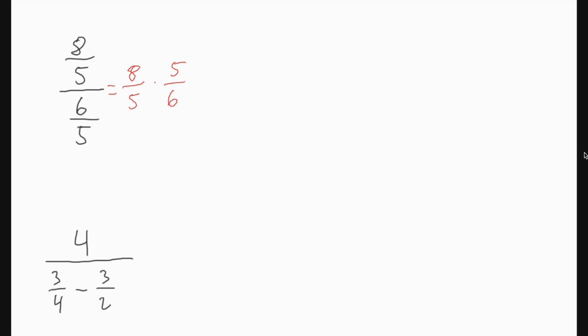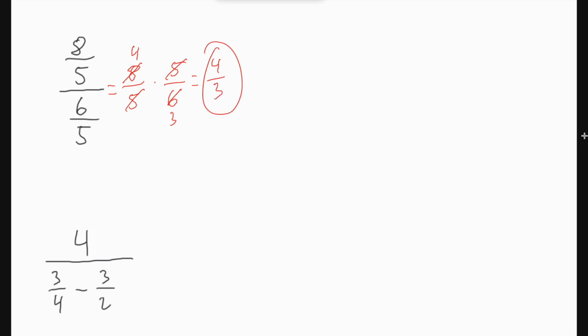So now we can cancel out the 5s from cross division, cross reducing, cross canceling. And then the 8 and the 6 can reduce. 8 over 6 would reduce to 4 over 3. So we turn the 8 into a 4 and the 6 into a 3. And so now what we're left with is 4/3.